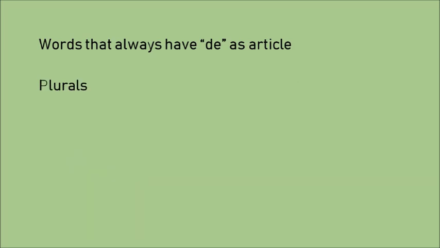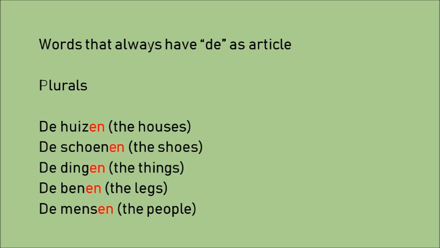For plurals, you also use de as article. For example, de huizen, de schoenen, de dingen, de benen and de mensen. You can recognize a plural by ending with en.